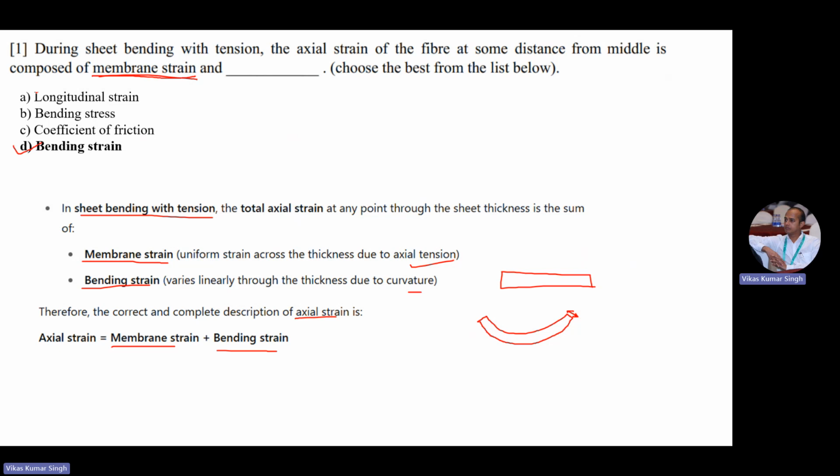Now we will stop here for today, and we will meet next with new problems. And maybe in the next class, we can discuss some theoretical part also for clarity.